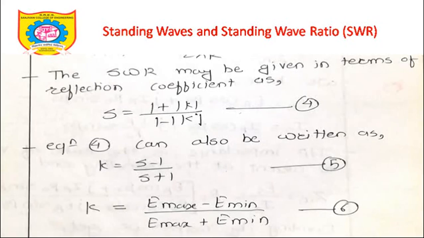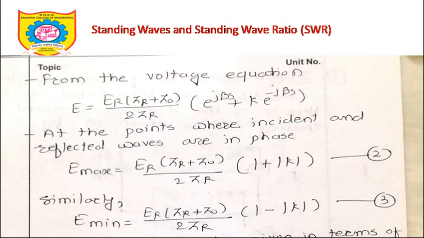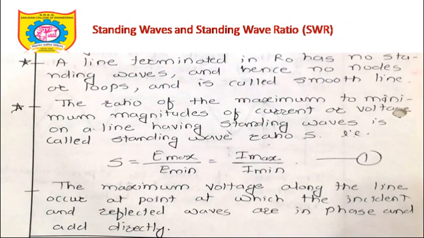Welcome back, friends. In the previous lecture we started on standing waves and the standing wave ratio. We went through how standing waves are generated. We also went through the equation for the standing wave ratio in terms of the reflection coefficient. So the standing wave ratio is E max upon E min, or I max upon I min. This is the basic expression for standing wave ratio.